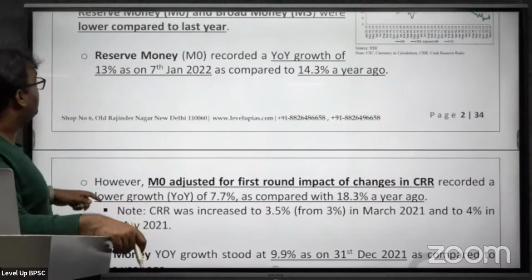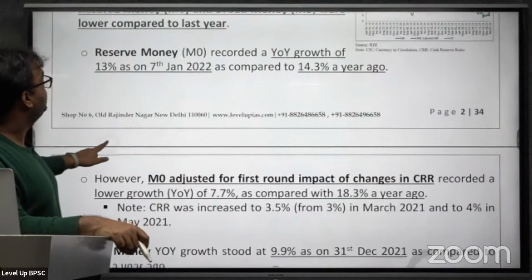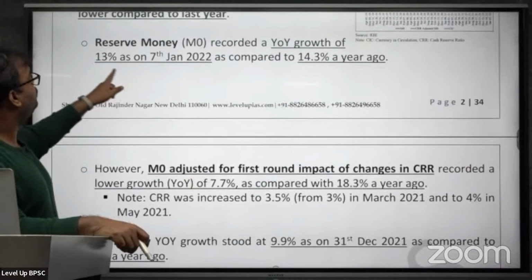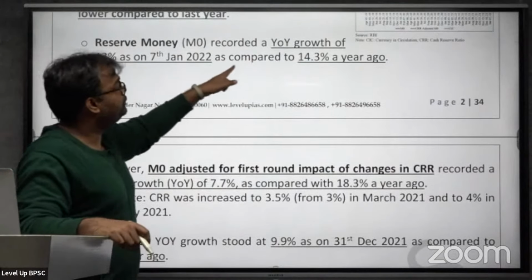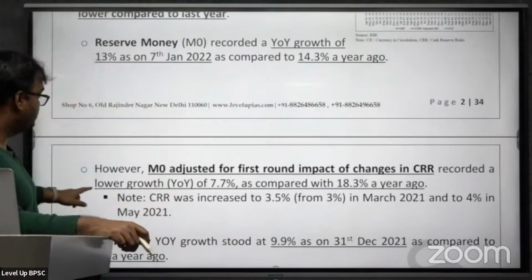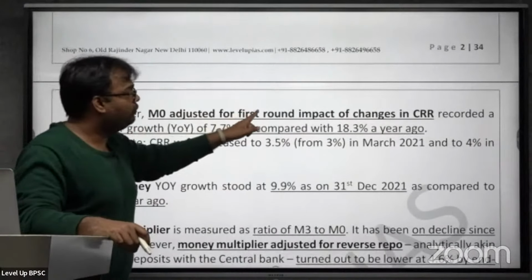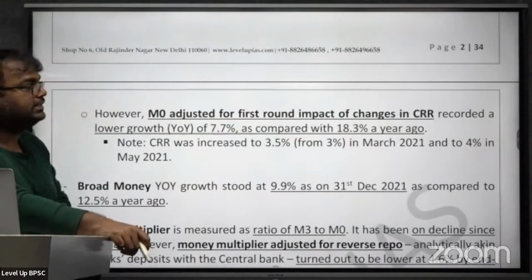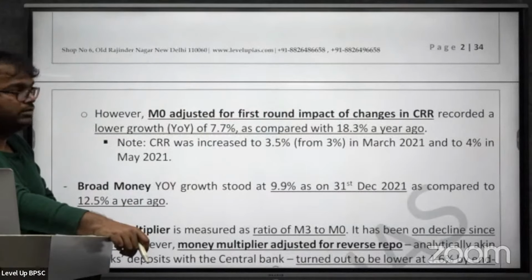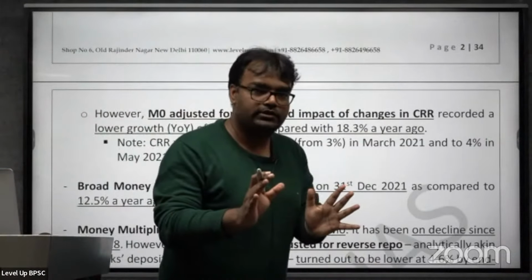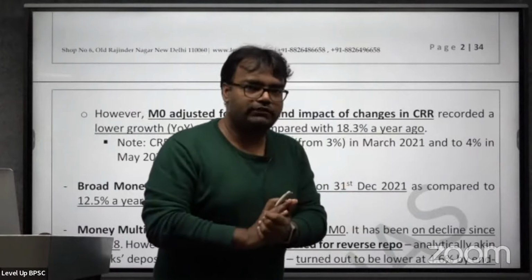Now, reserve money, we said that its year-on-year growth is 13% on 7 Jan 2022 when compared to 14.3% last year. But if you look at M0 adjusted for first round impact of changes in CRR, do we all understand what cash reserve ratio is? The money that a bank has to keep with RBI.